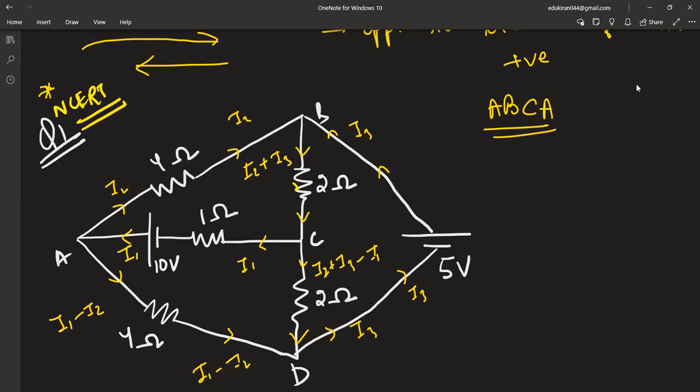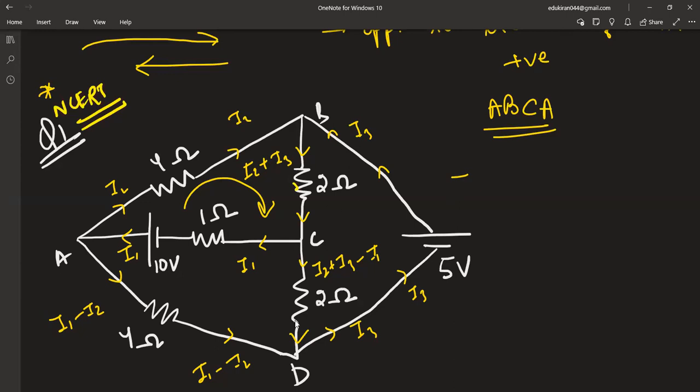Suppose consider this loop ABCA, which I was discussing with you. The loop ABCA. Now let's take one direction. Suppose let's move clockwise. Now moving clockwise, we are moving along the direction of current. Yes? What did I say? When you are moving along the direction of current, we put a negative sign. And how do we write the voltage? V is equal to IR.